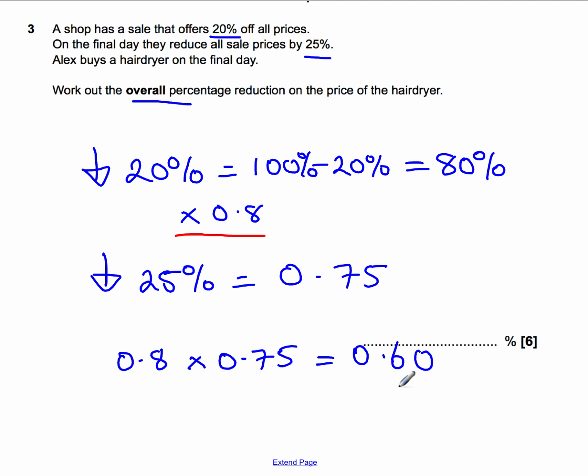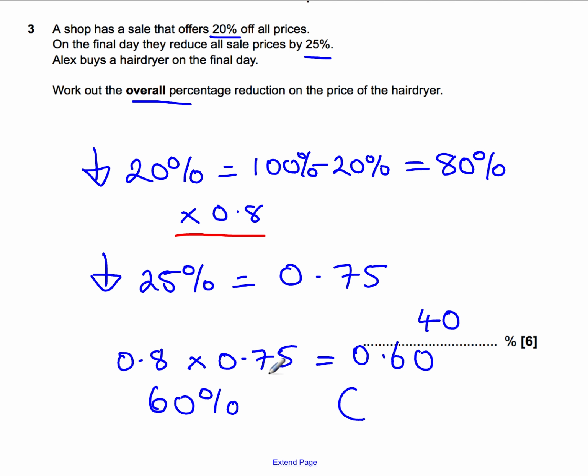0.60 when you multiply the two, and so that means we've got 60%. We would pay for 60% of the original price of the hairdryer. So whatever the hairdryer was, we're now paying 60%. So basically that's fallen by 40% overall as a reduction.